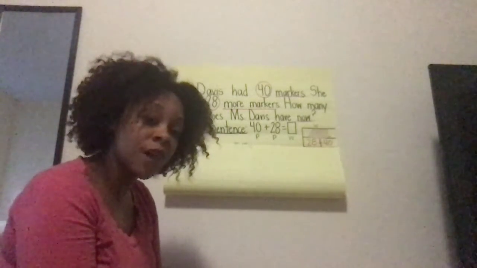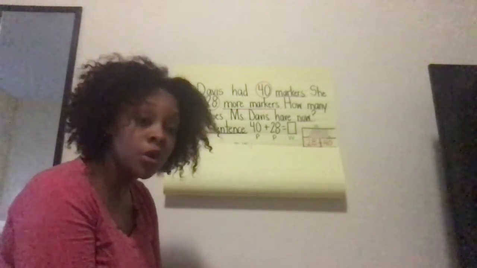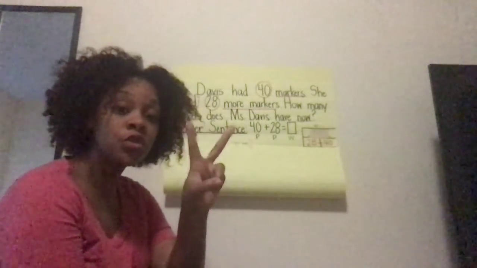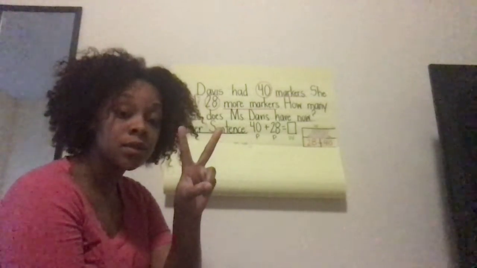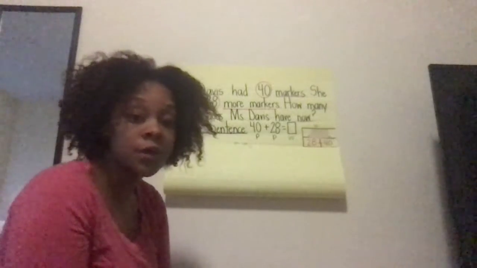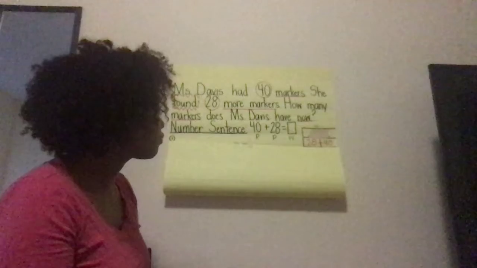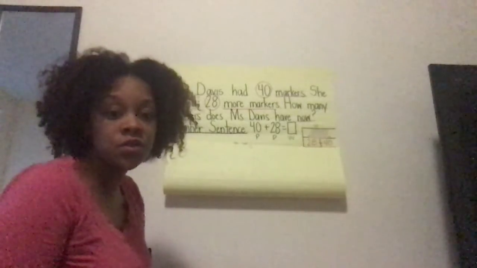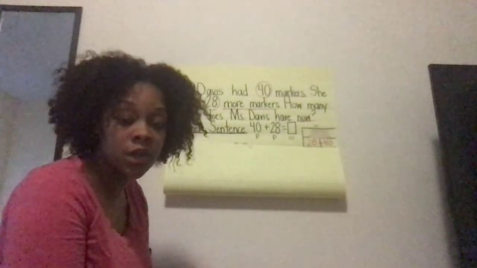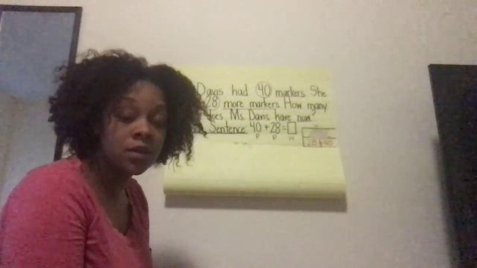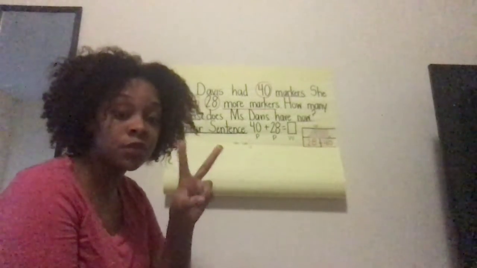So now you're going to have some time to solve this story problem. I'm going to give you about 5 minutes to go ahead and show how you got your answer using 2 different strategies. Go ahead, you have 5 minutes, go to work. So at this time, parents, you can pause the video so that your child can go ahead and solve the story problem using 2 different strategies.